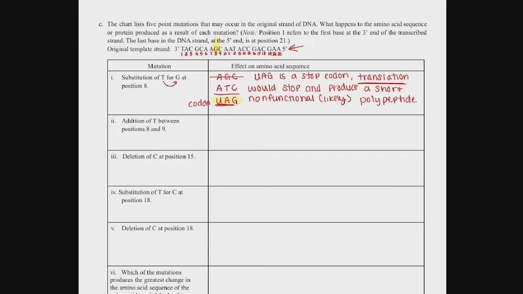Okay, addition of T between positions 8 and 9. We have AGC again, this is 7, 8, 9. This means that this would turn into AGTC. And what this would do is, these codons would remain functional, the first two.